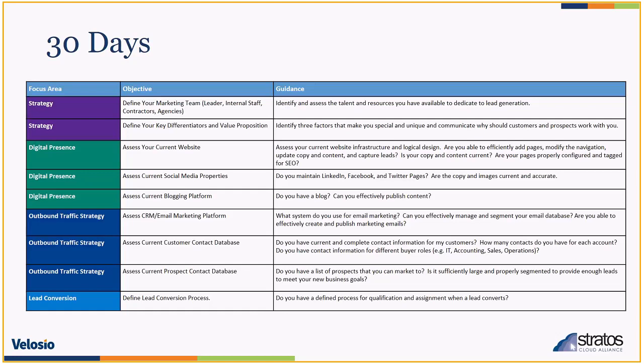As for outbound strategy, you need to look at your email capabilities. We put out a survey last month about this, and some of you guys have it, but we need to be able to make sure that you can segment those people and make sure that you can effectively create and publish marketing emails to them. You gotta have a very good base so that you can make this systematic and automatic. And then finally, you got to have some way to define your lead conversion process.